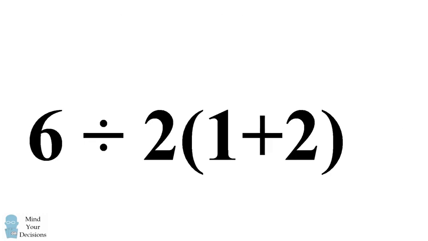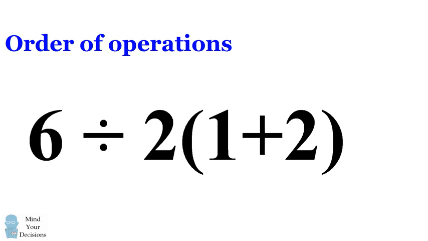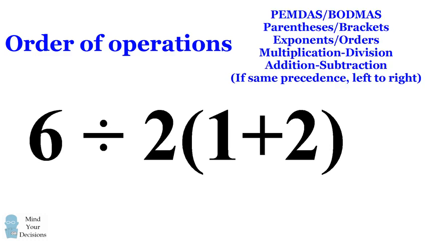The problem is an example of the order of operations. These are commonly referred to as PEMDAS or BODMAS. This refers to evaluating the parentheses brackets, then the exponent orders, then multiplication and division, and finally addition subtraction. If you have two operations of the same precedence, you want to evaluate them from left to right.